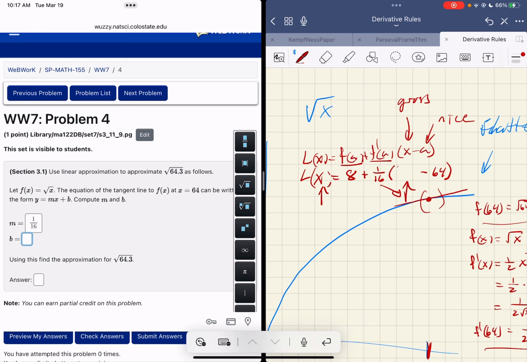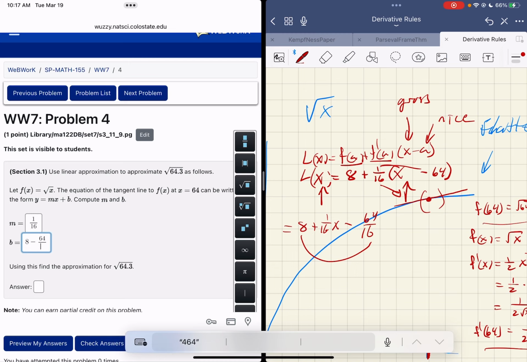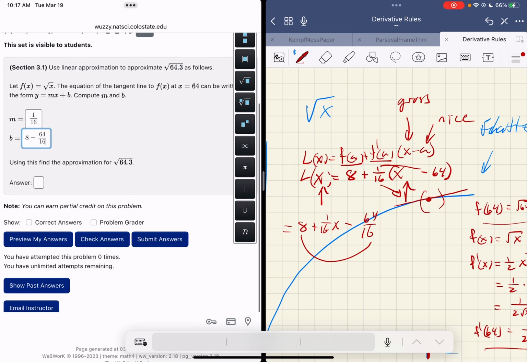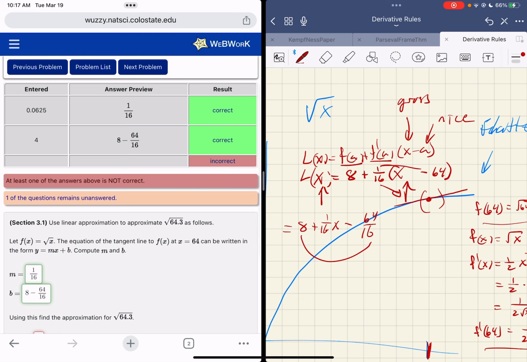If this was an x and this was an x, then you can do some algebra, and we'll have 8 plus 1/16 x minus 64/16. Okay, if I distribute that, that's how I got the slope, which was 1/16. Now, if I combine those two numbers, I'll get the b value. Combining those two numbers is really just, okay, look, I know that 64 divided by 16 is 4, but you could always write 64 divided by 16. It doesn't matter, right? And you can always just let WebWork compute it and say, oh, it's 4. Okay, and so now we have all these numbers here.